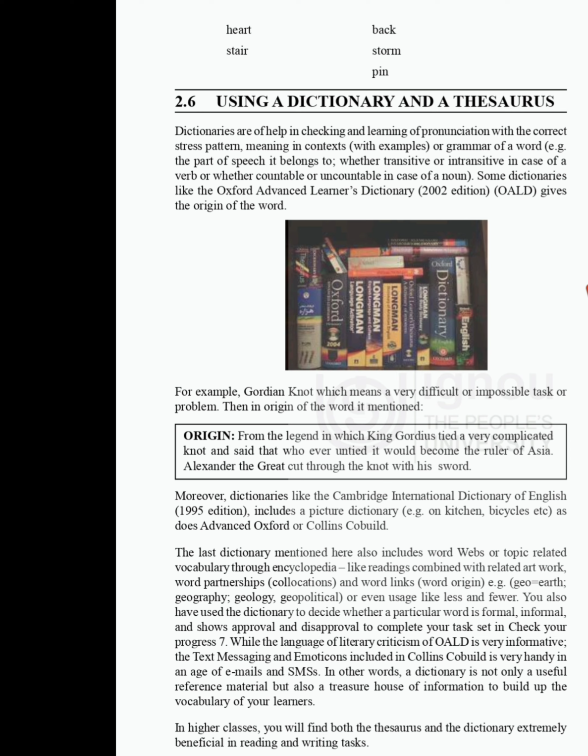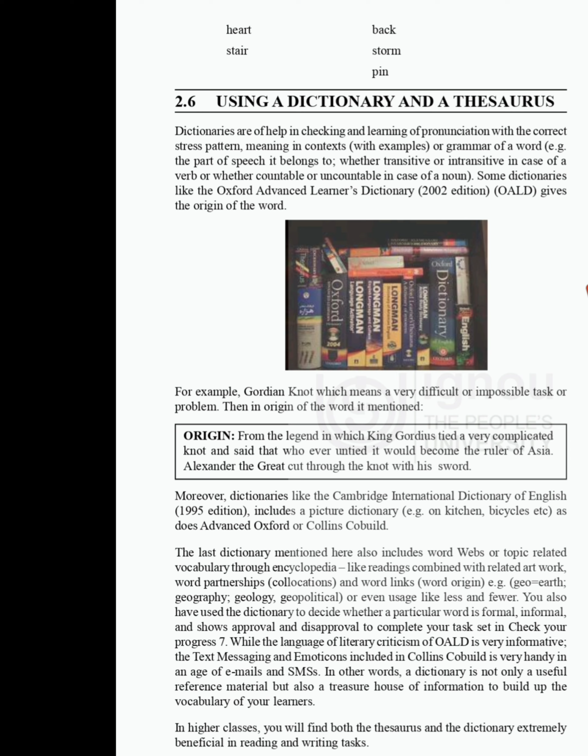Some dictionaries like the Oxford Advanced Learner's Dictionary, 2002 edition, OALD, give the origin of the word. For example, Gordian knot, which means a very difficult or impossible task or problem. Then in the origin of the word it mentions: from the legend in which King Gordius tied a very complicated knot and said that whoever untied it would become the ruler of Asia. Alexander the Great cut through the knot with his sword.